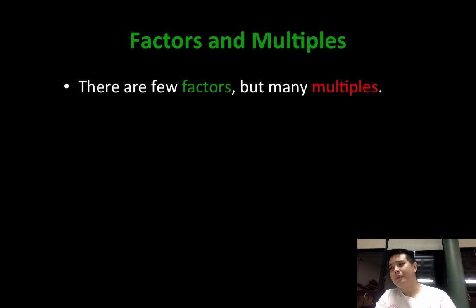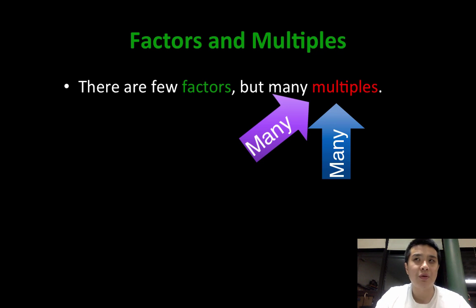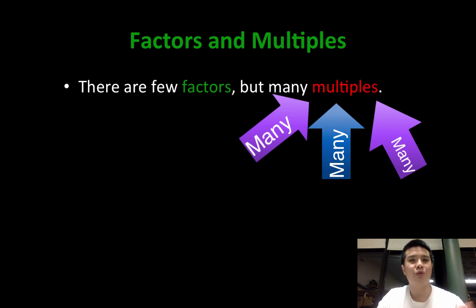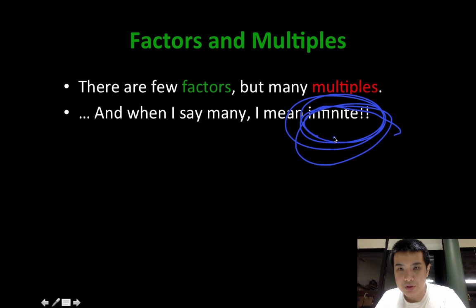Now, a significant amount of people have a hard time remembering the difference between a factor and a multiple. One way to remember it is that there are very few factors. Every single number has only a certain amount of factors. However, there are many multiples. You can count by 2's up to infinity and beyond. There are many multiples. You can count by 3's to infinity, you can count by 4's, you can count by 20 to infinity, you can count by 25 to infinity. So there are an infinite amount of multiples.